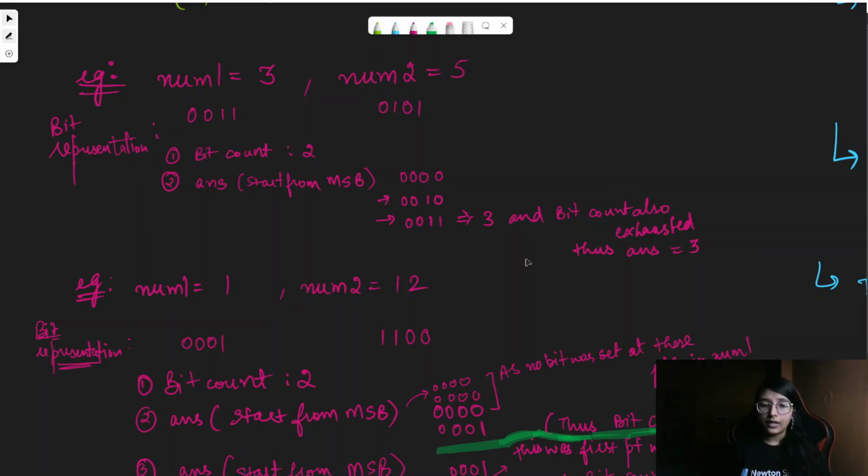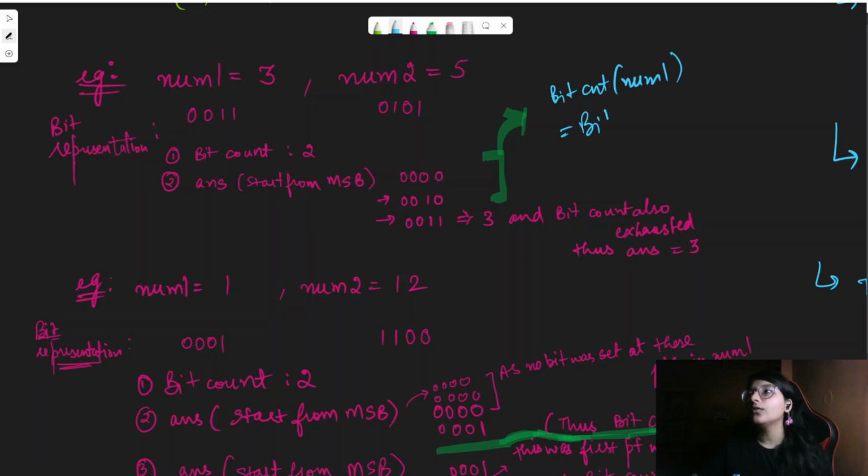So this was the first scenario, the scenario when the bit count of nums1 is equal to the bit count of nums2. Now comes the next scenario, when it is unequal.